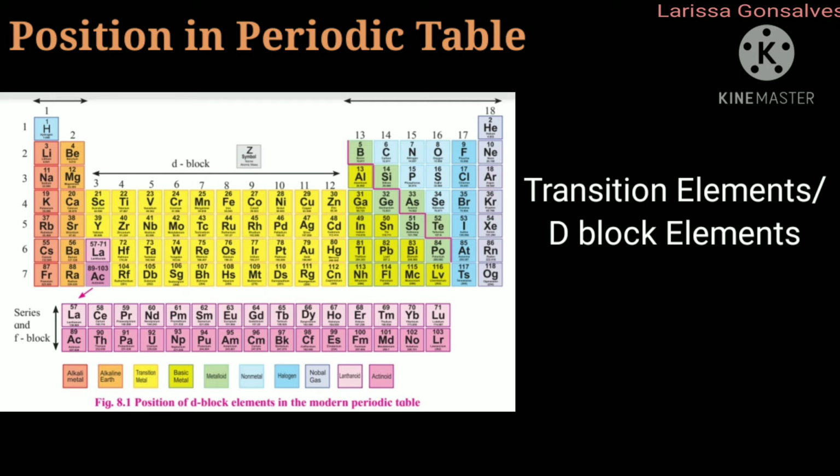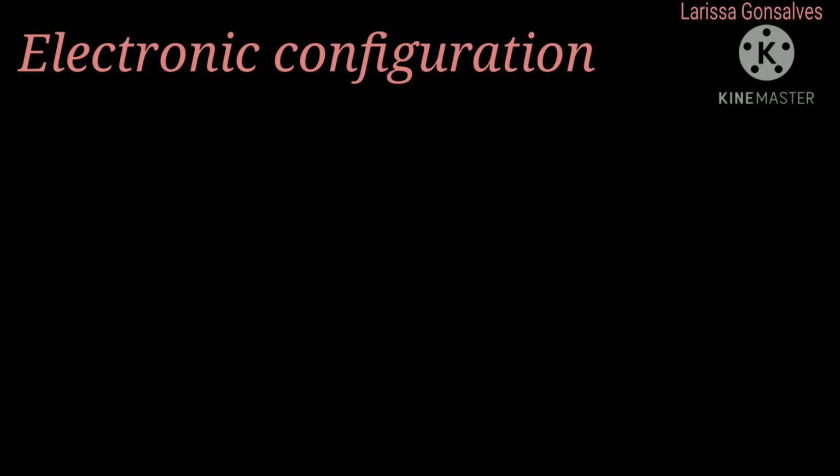In a simple way, we can say that the elements of d block which are closer to s block are going to have properties of s block, and as the elements of d block move towards the p block, they are going to have the properties of p block. Let us now study the electronic configuration of these transition elements.